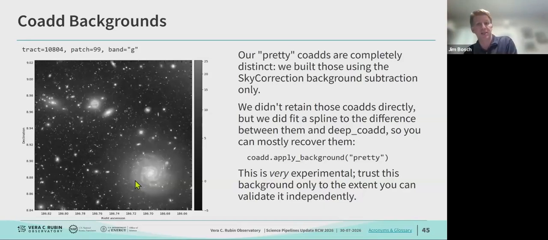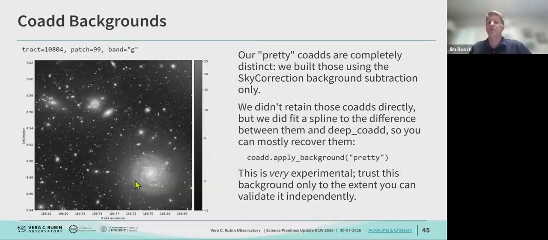the pretty coads completely distinctly from the deep coads. We had different background subtraction on the visit images before we combined them. And the way I made this image was by differencing the deep coad and the pretty coad and fitting that difference as if it was a background model, a spline with 64 by 64 pixel cells. And that mostly works pretty well because most of what it soaks up is the difference in those backgrounds.